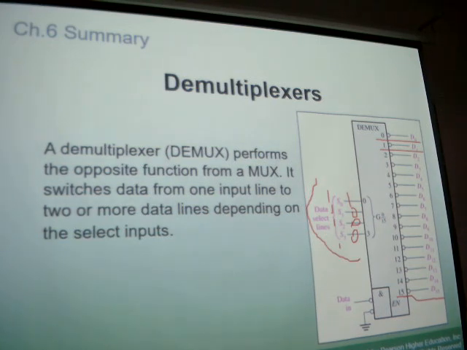1, 1, 1, 1 is 15, which is 8 plus 4 plus 2 plus 1. We must remember: 0, 0, 0, 0 is D0, decimal number 0. 0, 0, 0, 1 is D1, decimal 1. 0, 0, 1, 0 is D2. 0, 0, 1, 1 is D3. And so on.